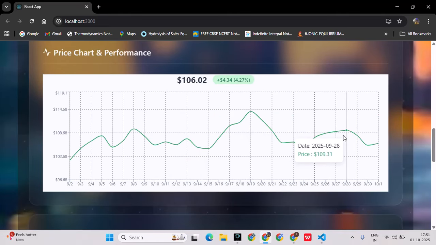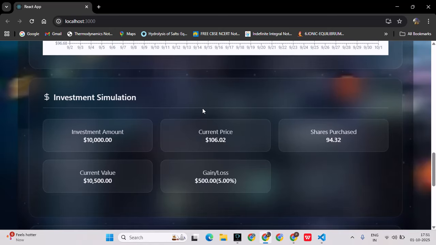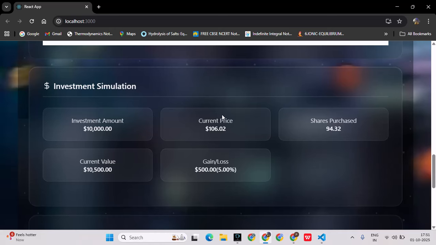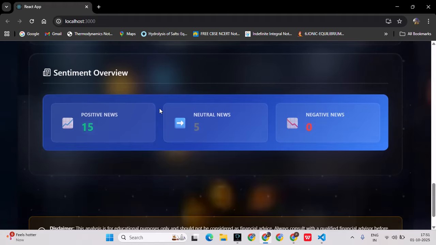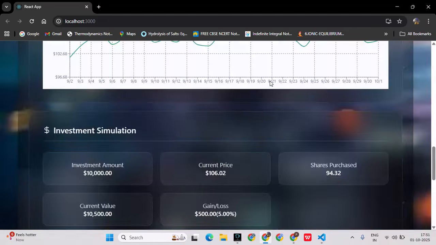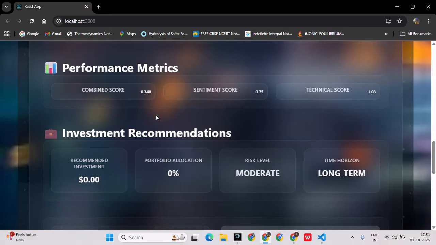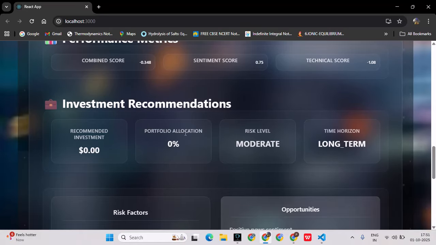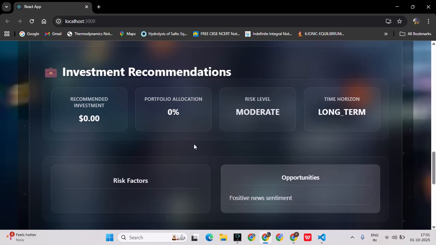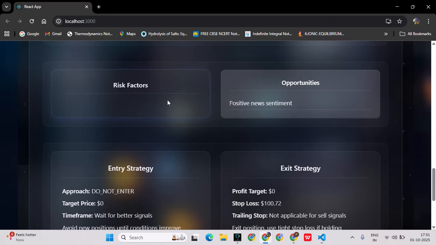Though it looks green and so is increasing, the overall result is based on all these sentiment and other features. If I give 1,000, what will be the loss or gain? This is the simulation, and it shows 15 positive news and 5 neutral news. The investment strategy is sell. As I said, it is the combined score of the sentiment score and the technical score. The recommended investment is $0 because it doesn't recommend anything, and the risk level is moderate. The opportunity we can give is positive news sentiment.